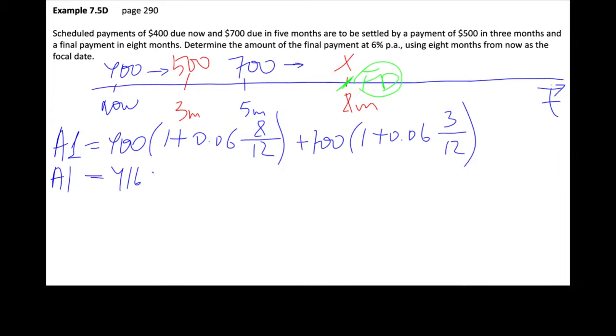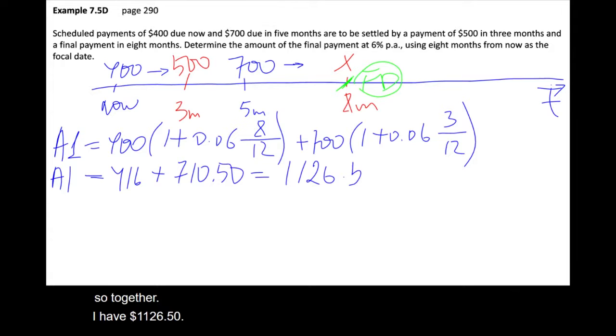416 plus 710.50. So together, I have $1,126.50.